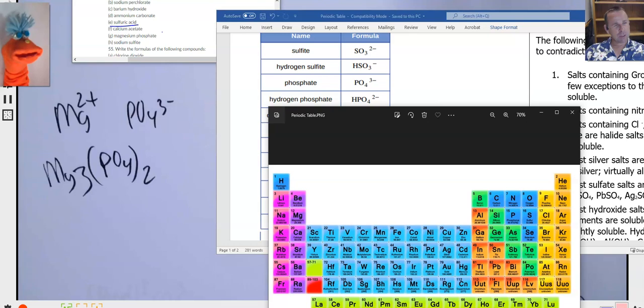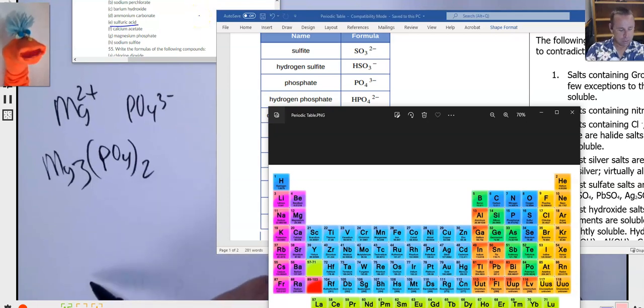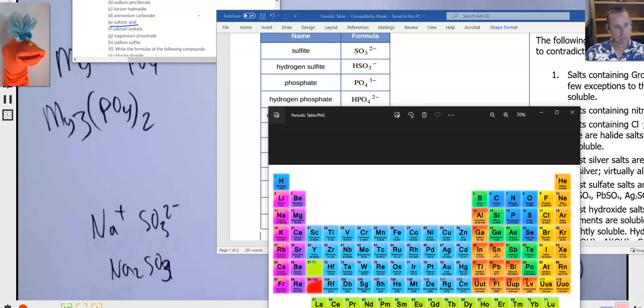All right, sodium sulfite. Sulfite, there it is. SO3 2 minus. And sodium is +1. 2 sodiums. All right, Na2SO3, sodium sulfite. Oops, that's sulfate. Sodium sulfite, Na2SO3.